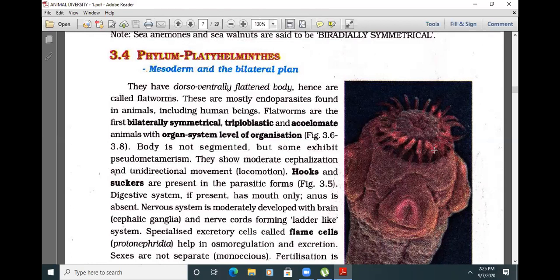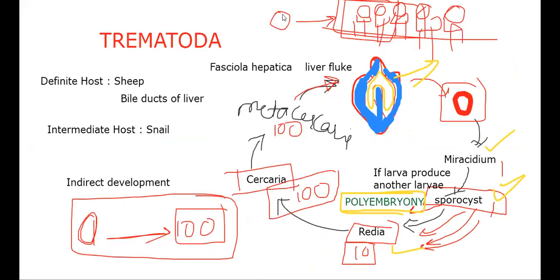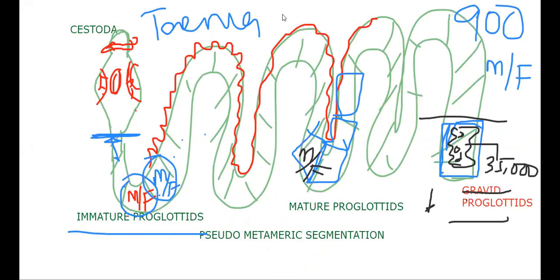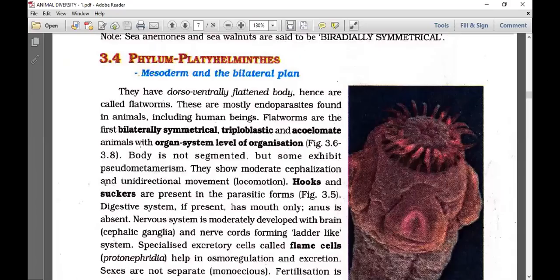Body is not segmented, but some exhibit pseudo-metamerism. For this word, we already came through the meaning. The body exhibits no segmentation, but some exhibit pseudo-metamerism. Who is that some? The tapeworm, which belongs to the class Cestoda, exhibits this kind of feature. Next, they show moderate cephalization and unidirectional movement, being bilaterally symmetrical animals. In bilaterally symmetrical animals, cephalization and unidirectional movement are the characteristic features.